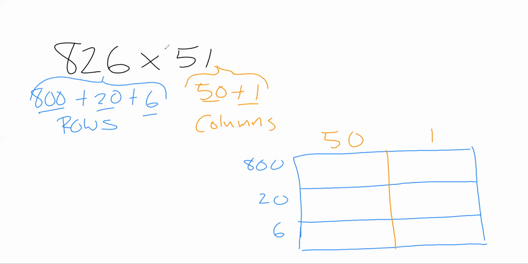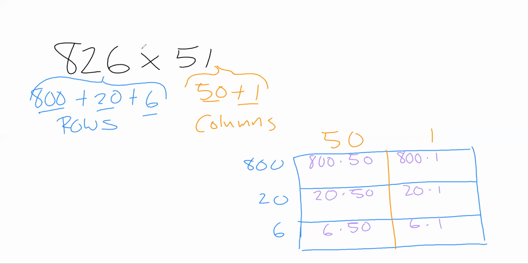All right, so now my area model is getting larger. The more digits you have, the bigger your model gets. That's fine. That's just more paper. No big deal. You're going to be all right with it. You can do this. So let's go ahead and set up this row of 800 times the column of 50. This row of 800 times this column of 1. This row of 20 times this column of 50. Row of 20 times the column of 1. Row of 6 times the column of 50, and the row of 6 times the column of 1.